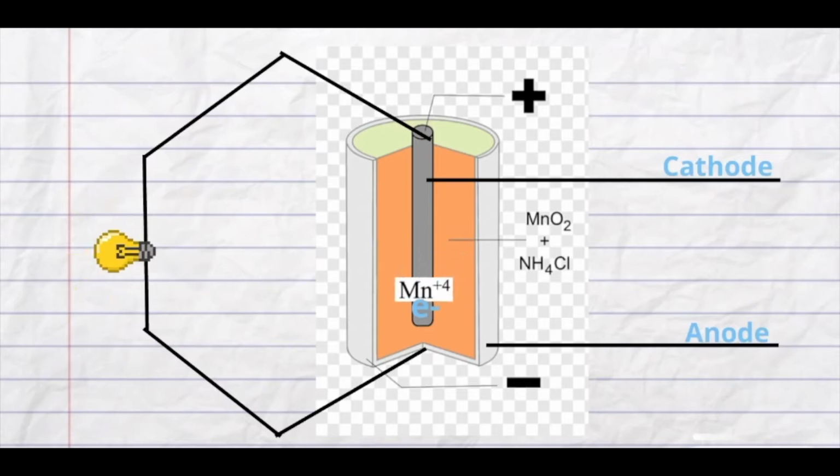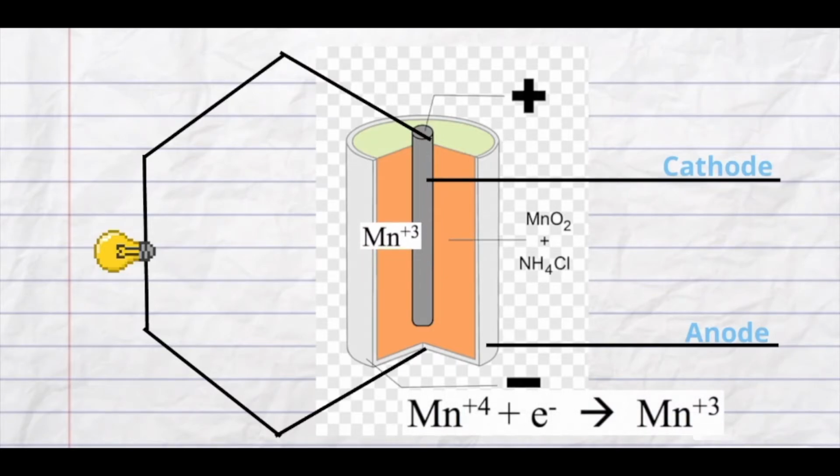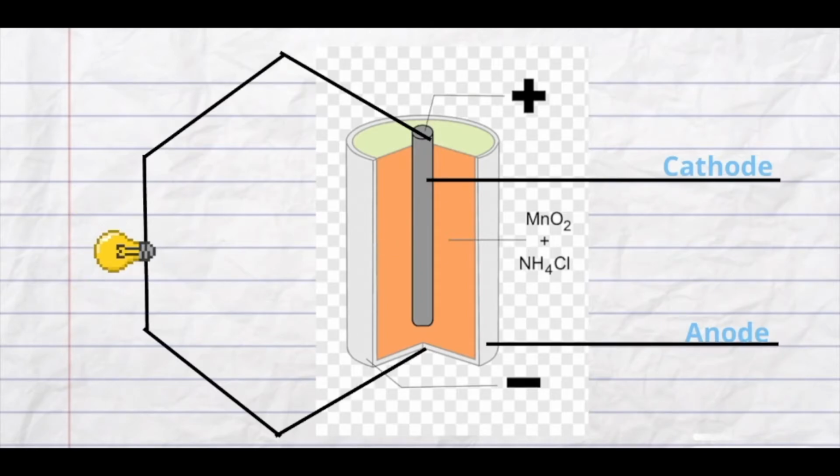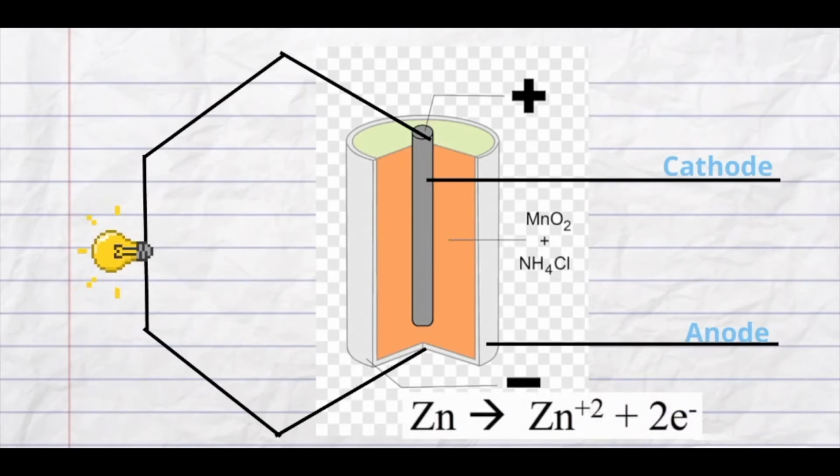The reduction reaction: manganese 4 oxide combines with an electron and reduces to manganese 3 oxide. The equation to that sequence is below. However, the proper reduction reaction equation is this. The oxidation reaction is less complex. It is below. Now the zinc atom goes to zinc ion and 2 electrons.